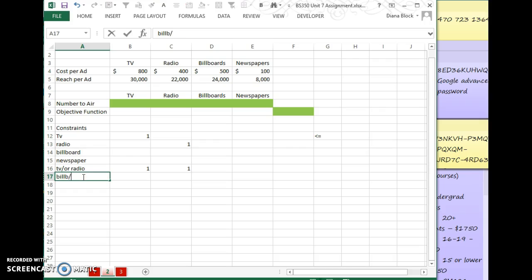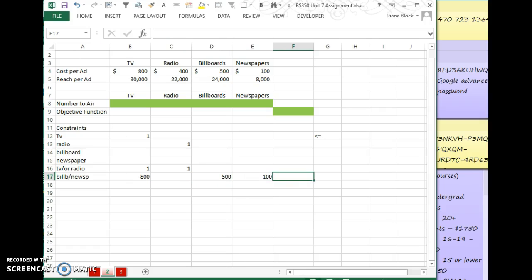Billboards and newspaper cannot be more than TV. So the TV ads cost $800. What you can do is a little shortcut trick: we're going to put the cost of the TV as negative. We want to take off the TV and then add in the cost of the billboards, 500, and newspapers, 100.